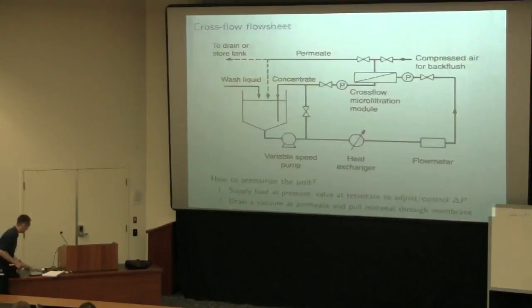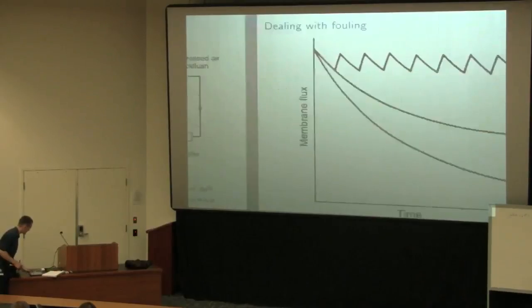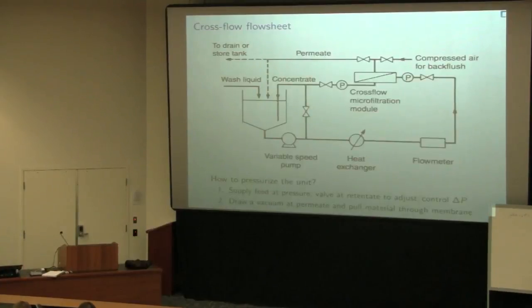Okay, so with that in mind, let's just cover these two more slides. I just wanted you to think about some things, but let's just look at this. We'll give you a typical flow sheet for cross-flow filtration. Here's our feed that we're going to treat. So this would come from the bioreactor or from the upstream operation.